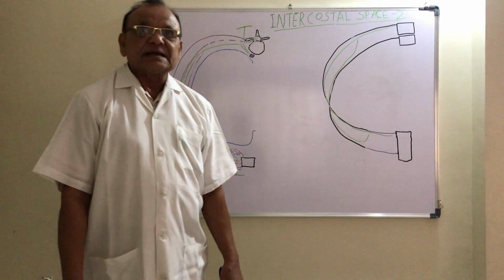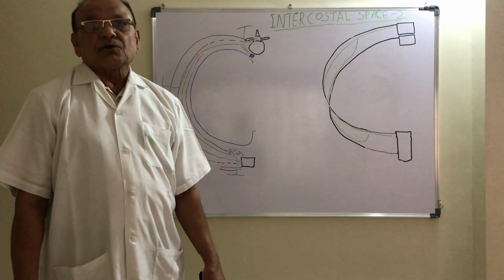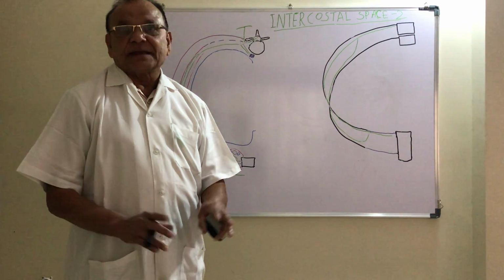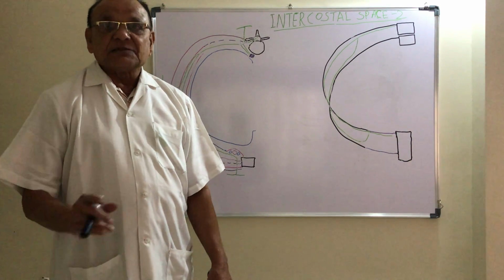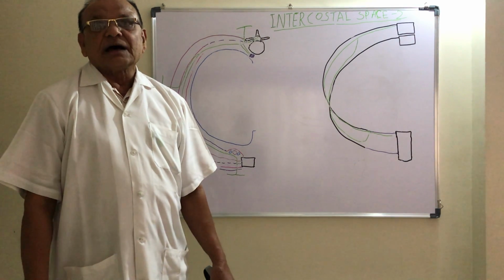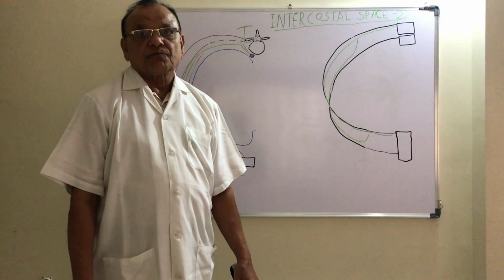The fourth, fifth and sixth intercostal nerves supply only the thorax. They don't supply any other part of the body. And that is why the fourth, fifth and sixth intercostal nerves are called typical intercostal nerves.